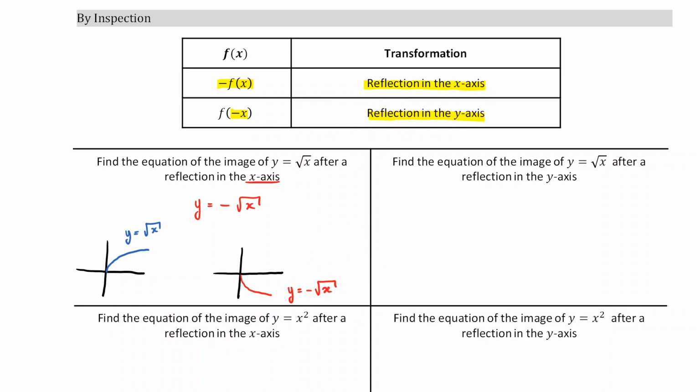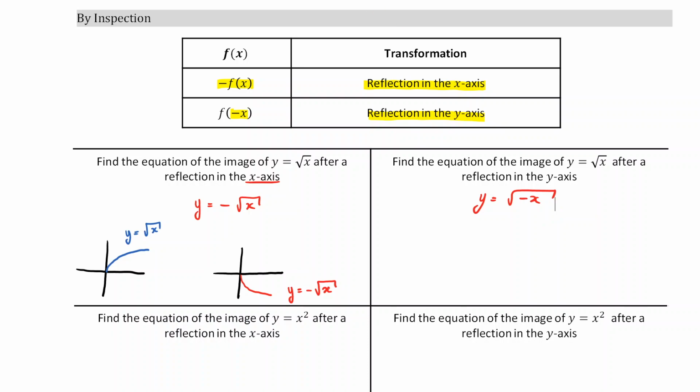All right, next one. Find the equation of the image y is equal to the square root of x after a reflection in the y-axis. So when there's a reflection in the y-axis, you replace the x with negative x. That means I'm going to get y is equal to the square root of negative x.